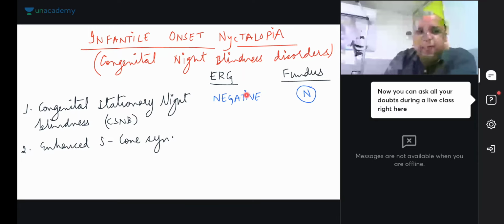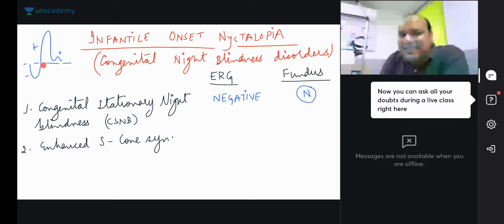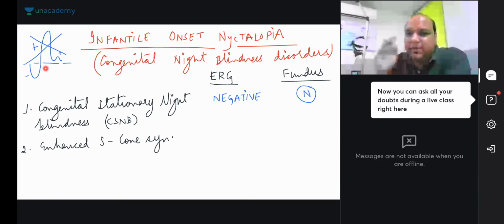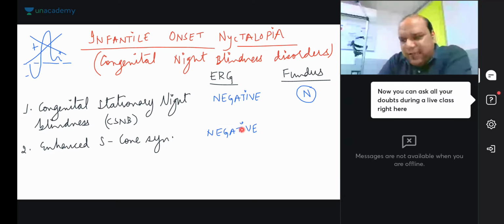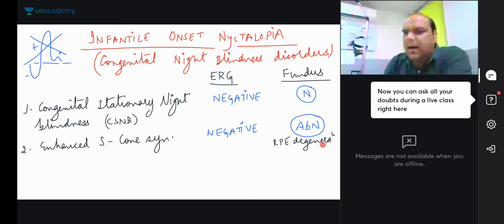Now, what do we mean by negative ERG? If you remember, the ERG has 3 waves: 1 negative wave, 1 positive wave, 1 small positive wave. But in this case, there are no positive waves. There are only negative waves. So negative ERG. Am I getting everybody? Now, enhanced S-cone syndrome also presents with negative ERG, but the fundus is abnormal. What is the abnormality in the fundus, guys? The fundus has RPE degeneration.